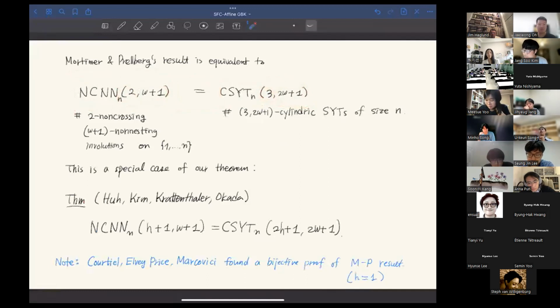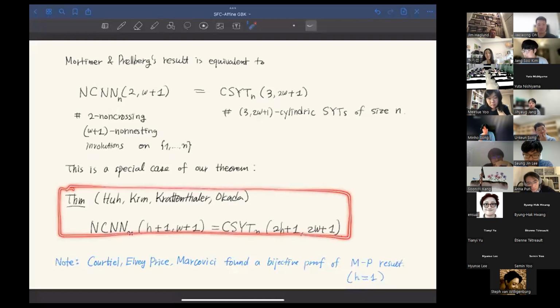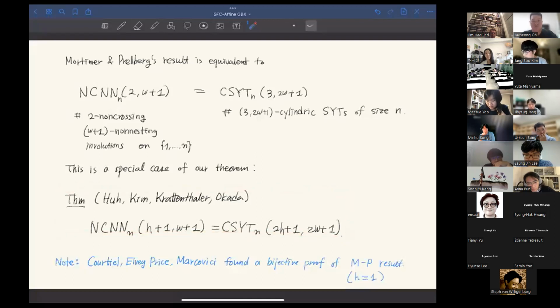So we first found this description, and we checked by computer that maybe if you can replace this by another parameter, then we still have the same identity. But yeah, the answer is yes. That's how we discovered this theorem, and our theorem has this Mortimer and Prevost result as a special case, namely H equals 1.